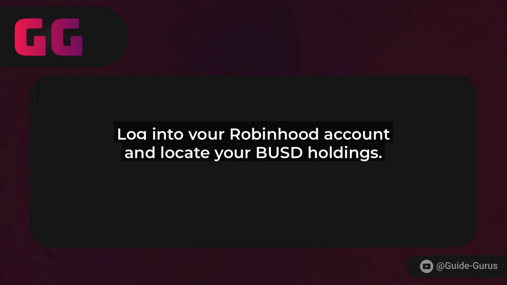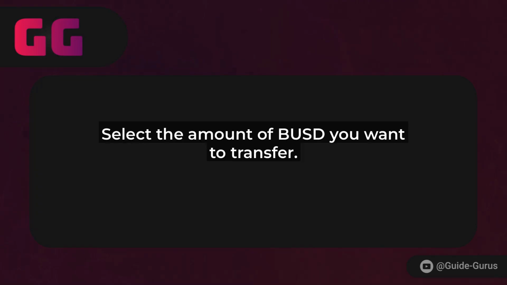Let's get started. First things first, make sure you have accounts set up on both Robinhood and Uphold. Log into your Robinhood app or website. Once you're in, navigate to your portfolio section and locate your BUSD holdings. It's usually under the Crypto tab. Click on it to select the amount you want to transfer. Remember, double-check your balance to avoid any surprises.